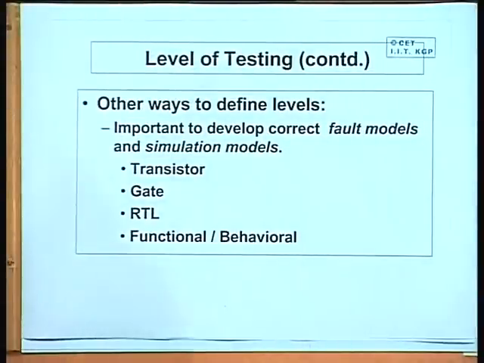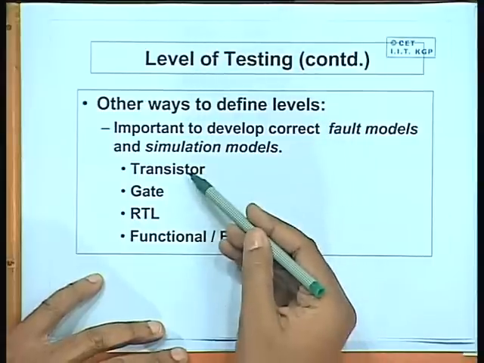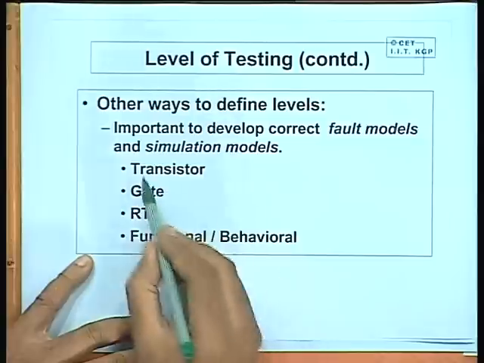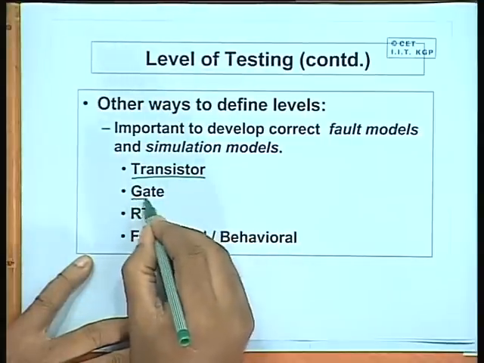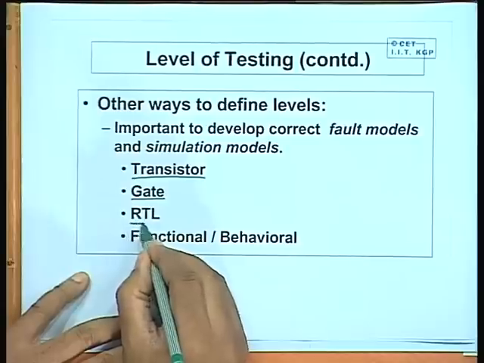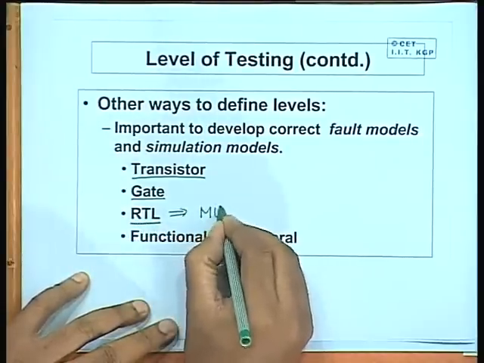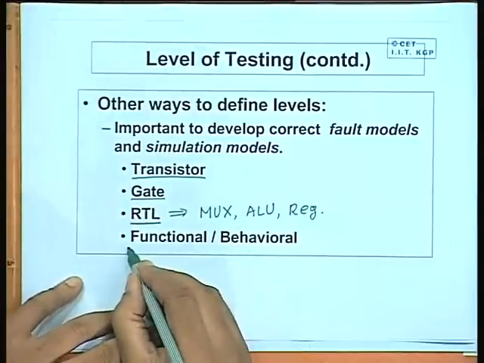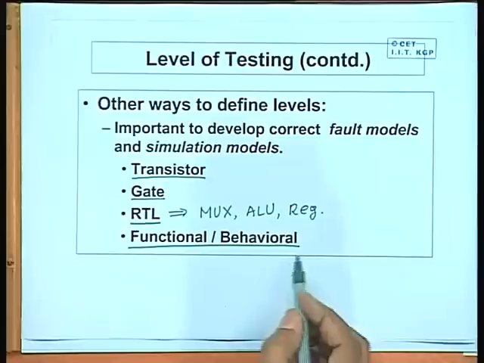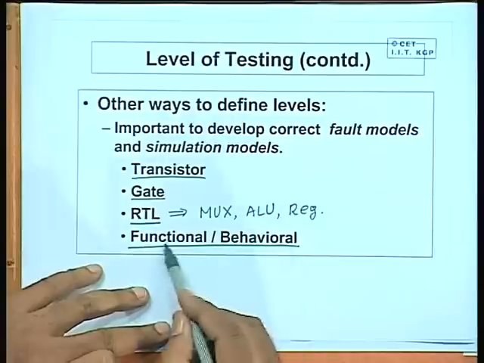It depends on the level of abstraction at which you are viewing the circuit. A circuit can be viewed at a number of different levels of abstraction. So, there can be another kind of categorization that depends on this level of abstraction. The levels of abstraction we can define are as follows. We can assume that the circuit is available as a netlist of transistors, typically MOS transistors, or as a netlist of gates, or as a netlist of register transfer level blocks like multiplexers, arithmetic logic units, registers, etc. And at the highest level, we can have a functional or behavioral model where we have a very high level functional description of the blocks and their interconnection.